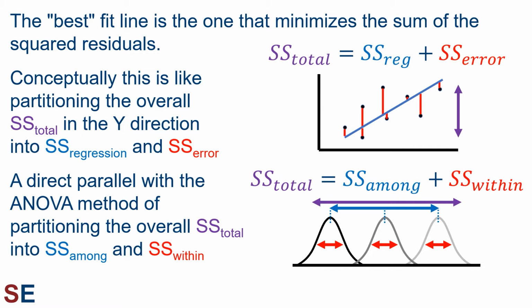As shown in the figures, we can think of the sum of squares total, the variation represented by the purple arrows, as being the sum of squares regression, or SS among, in blue, and the sum of squares error, or SS within, in red. In the same way that the ANOVA approach is to calculate the mean sums among and compare it to the mean sums within, we will calculate the mean sums regression and compare it to the mean sums error. But first, we need to have a best fit line to work with.